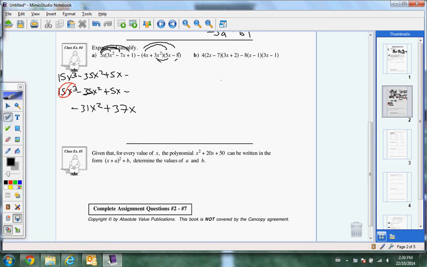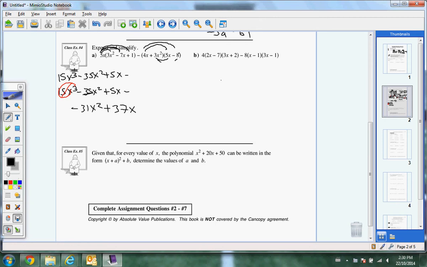Okay. So this one, we have a foil, and then two distributions. What I like to do, and you don't have to, but see how it says minus 8? I like to think of that as a negative 8. So when I multiply, instead of multiplying just an 8 in, I multiply a negative 8 in, so I don't have to worry about any minus and minus anymore. I'll show you when we get there.